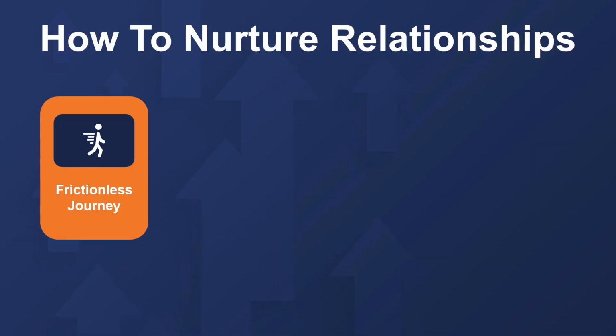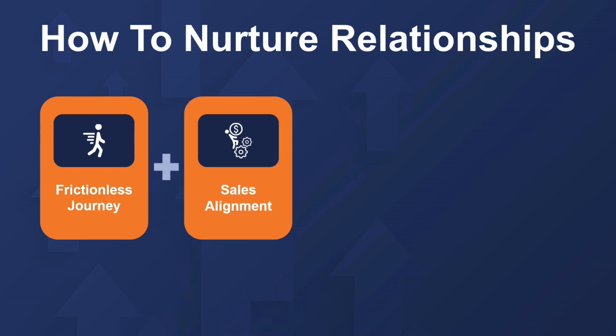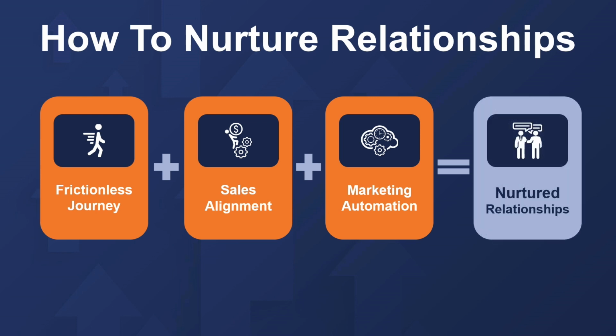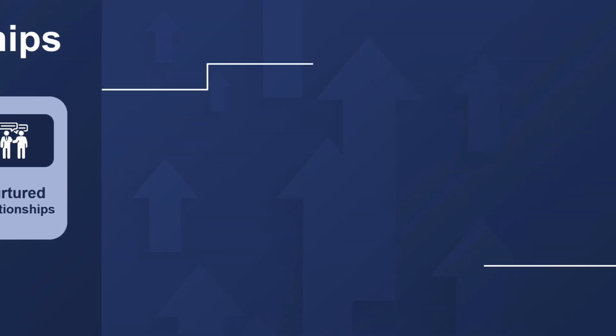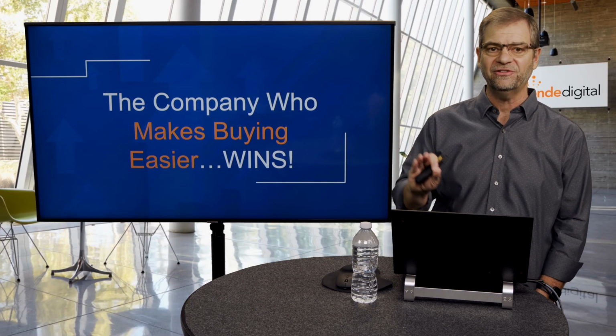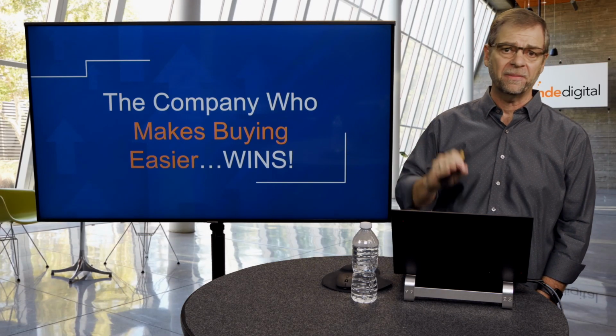Number one, we have to have a frictionless buyer journey. I don't think it's possible to have a 100% frictionless buyer journey, but we need to constantly be working on how we make it easier for the buyer. Number two, we combine that with sales and marketing alignment. So are we working together as a team? Number three, marketing automation. So how do we leverage automation to stay top of mind with this buyer? And that's how we nurture relationships. And quite frankly, in 2022, the companies that make it easier for the buyer to say yes are the companies that are going to win.